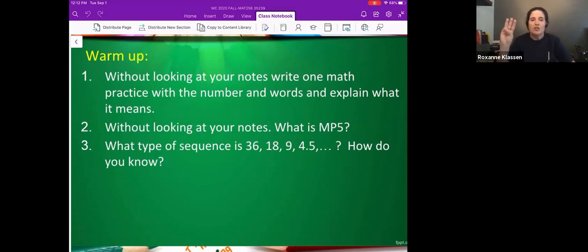All right, question 3. I want you to say what type of sequence it is. Okay, so what type of sequence is that? And then we'll talk aloud, how do you know? So what type of sequence is number 3? So I'll give you about 10 seconds and then I'll count you down. All right, 3, 2, 1, go.